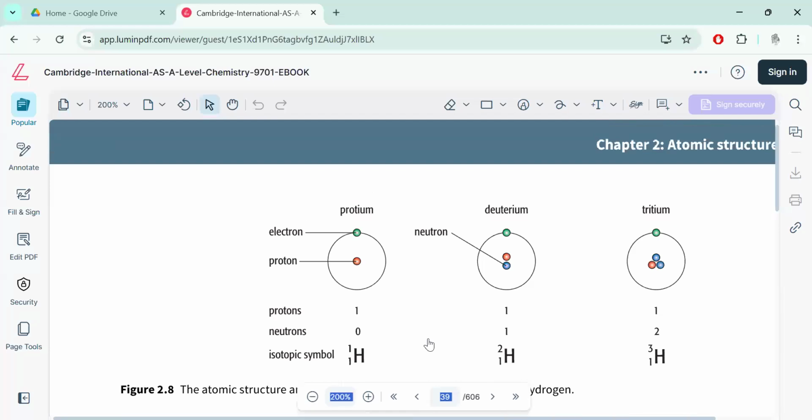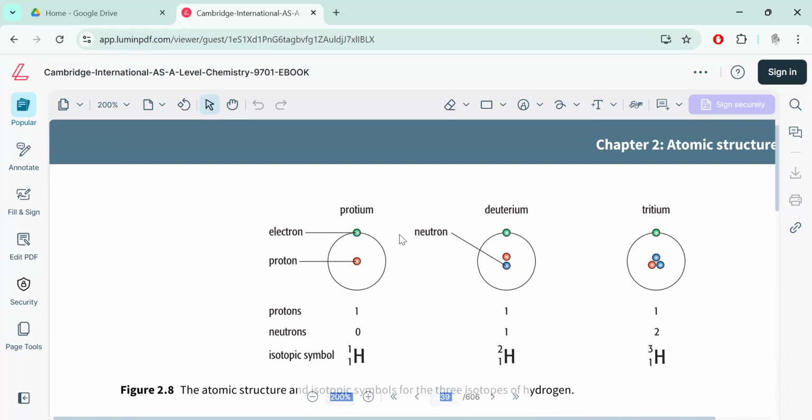So as we can see right here, we have hydrogen. As you can see, the numbers at the bottom are 1, 1, and 1. So these are the proton numbers. The proton number stays the same, which is 1, while the number at the top, which is the nucleon number, is different. This one, we have 2 and 3.